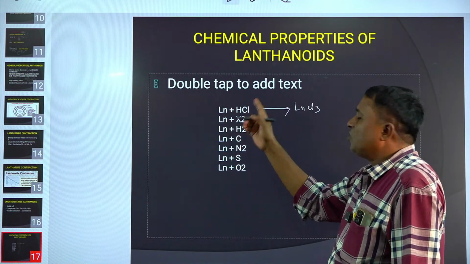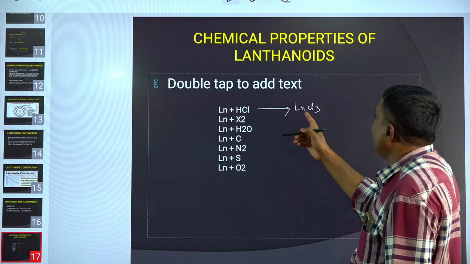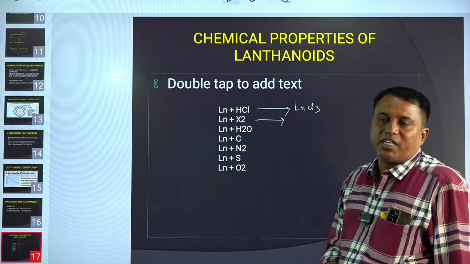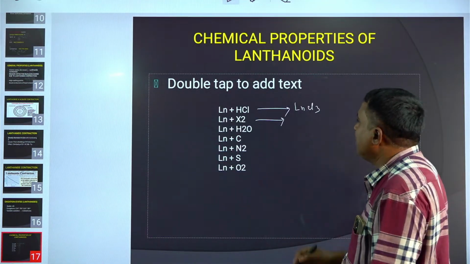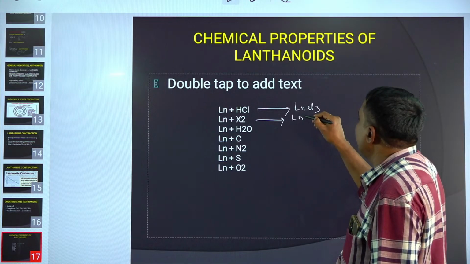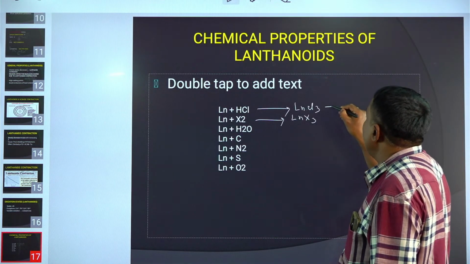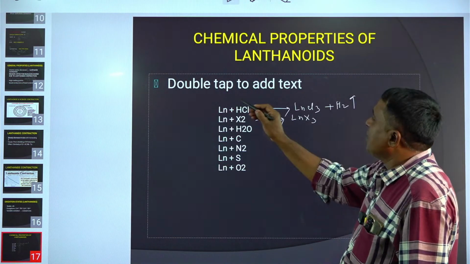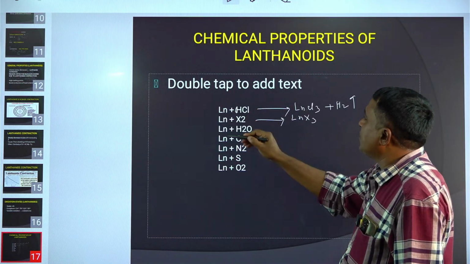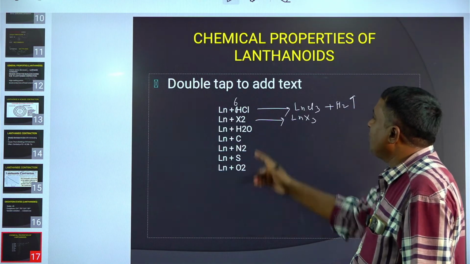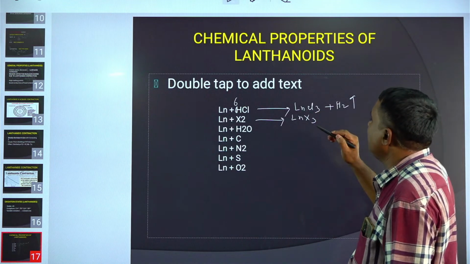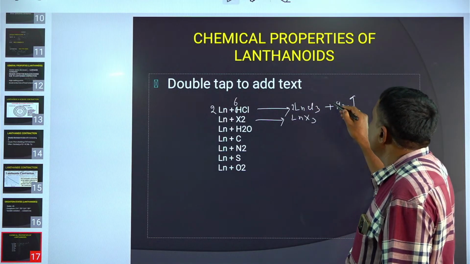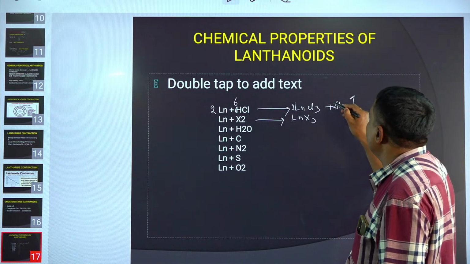When lanthanide elements react with HCl, LnCl3 is forming. When lanthanide reacts with halogens like chlorine, bromine, iodine, etc., you will again get LnX3. But here we also get hydrogen gas. Lanthanide reacts with 6 moles HCl. What will happen now? 2 Ln gives 2 LnCl3, and 3H2.